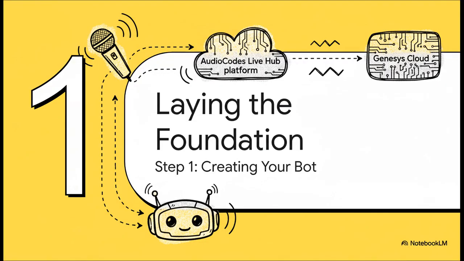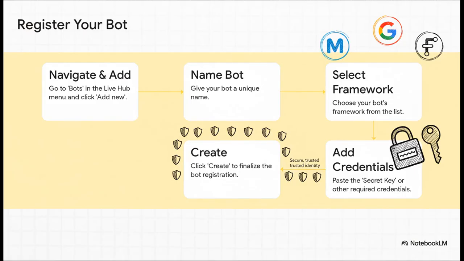Every great system, right, it starts with the basics, its core components. And for us, that's the voice bot. Our very first step is to get the bot registered inside the AudioCodes Live Hub platform. So Live Hub actually knows this bot exists, and more importantly, how to talk to it. So what you're really doing here is telling Live Hub two super important things. What kind of bot it is, from Microsoft, Google, what have you, and how to get in touch with it securely. And that secret key you're pasting in, think of it like a secret handshake or a password. It's what creates that secure, trusted connection for the bot inside the platform.